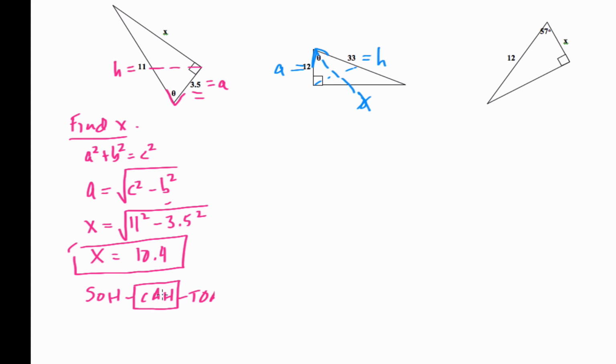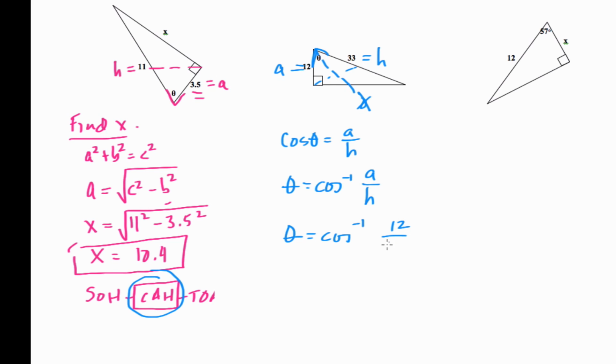So what function has adjacent and hypotenuse in it? Once again, it's cosine. So I'm going to use the cosine function. So I know the cosine of theta is adjacent over hypotenuse. Theta is going to be the inverse cosine of adjacent over hypotenuse, and now I'm just going to substitute. The adjacent side is 12, the hypotenuse is 33, and when you put that in your calculator, hopefully you get 69 degrees.